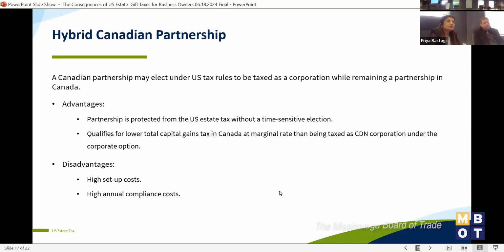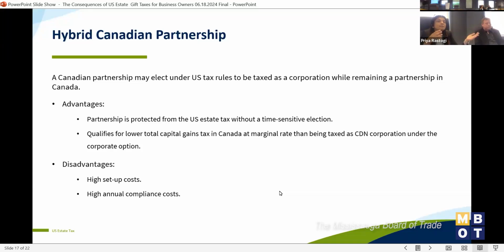So next structure, we are talking about hybrid. How about the partnership is considered as a partnership in Canada and being treated as a corporation in the US? Why do we do that? It's an easier way. It is less time sensitive. It is a lower tax rate in Canada, though the initial setup cost is high.